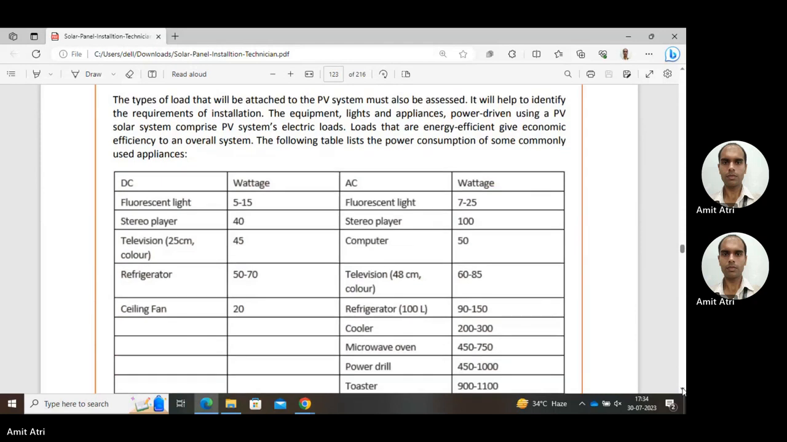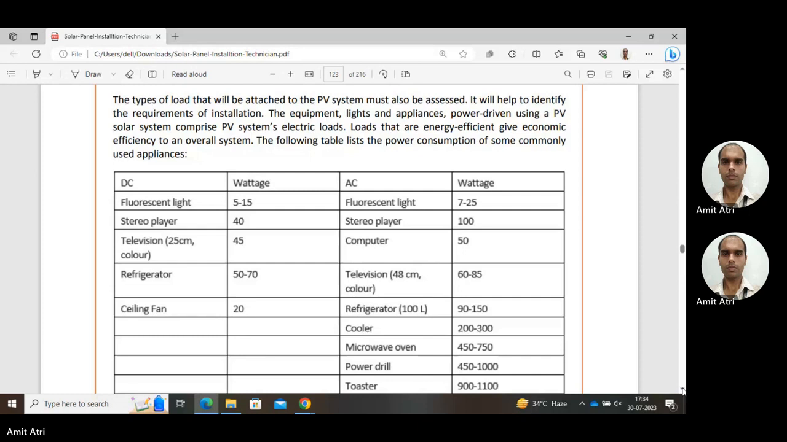The type of load that will be attached to the PV system must also be assessed. That means we have to assess the load, which we have already discussed in detail in our previous unit. We have to begin from the load, identify it, then move in the reverse manner. It will help to identify the requirements of installation. Like a common example: if the load is DC, then we don't need an inverter. If it is AC, then we need an inverter.